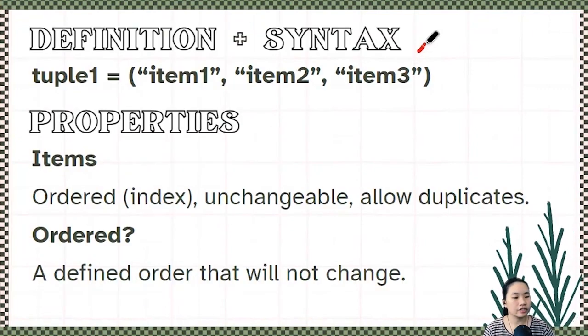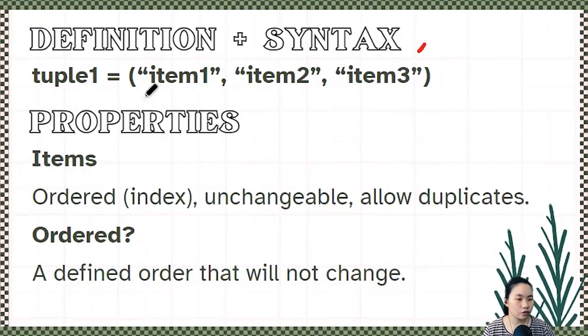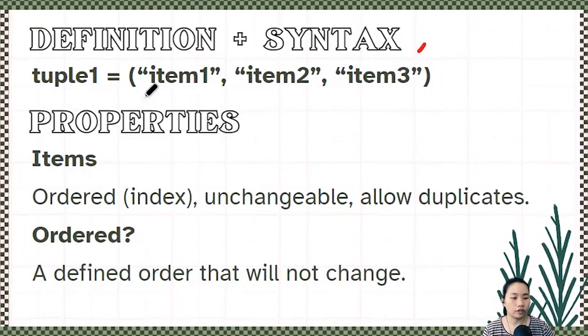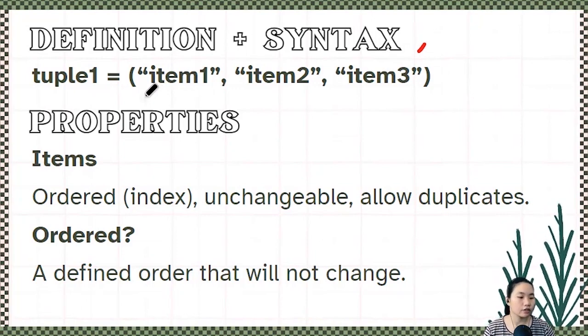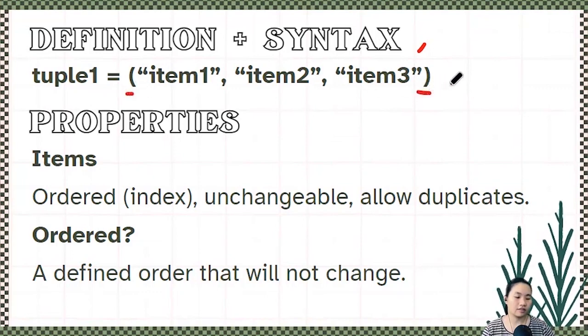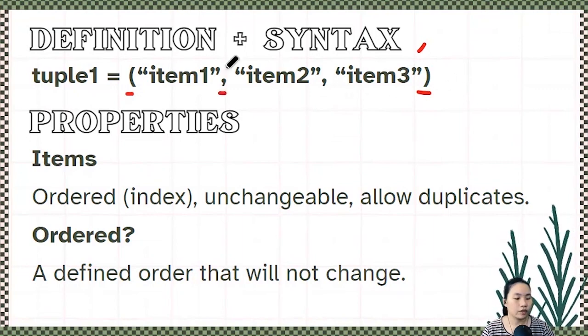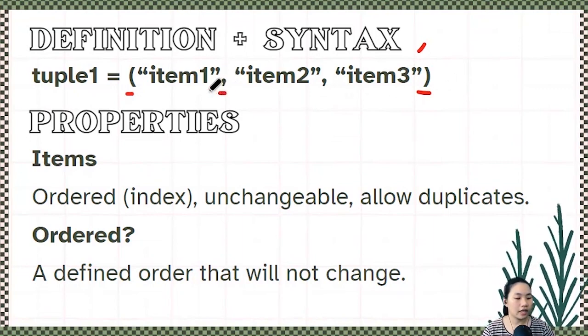Let's work on the definition and the syntax first. Okay, so as you can see, tuple has a very similar structure to list. To be honest, the only thing different about tuple and list, syntax-wise, just looking at it, is the parentheses over here, okay? We have the same double quotes, the comma, item 1, 2, and 3.